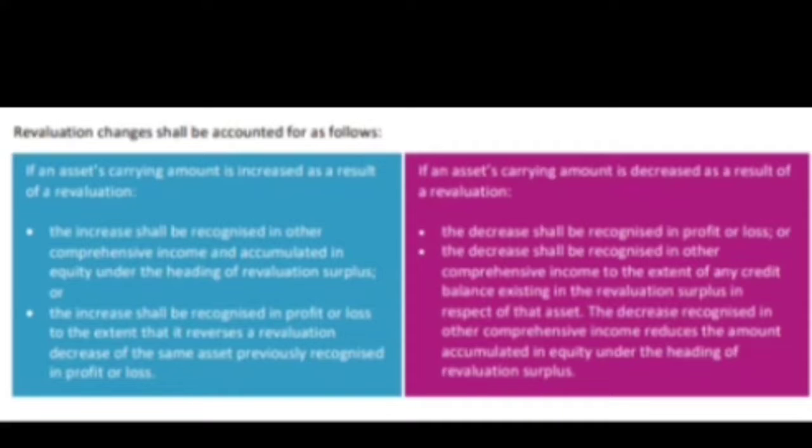Then if the revaluation decreases, what will you do? You can reduce it from the other comprehensive income, or you can reduce the revaluation surplus recorded on the same asset before. So these are both the treatments which you can apply with the revaluation.